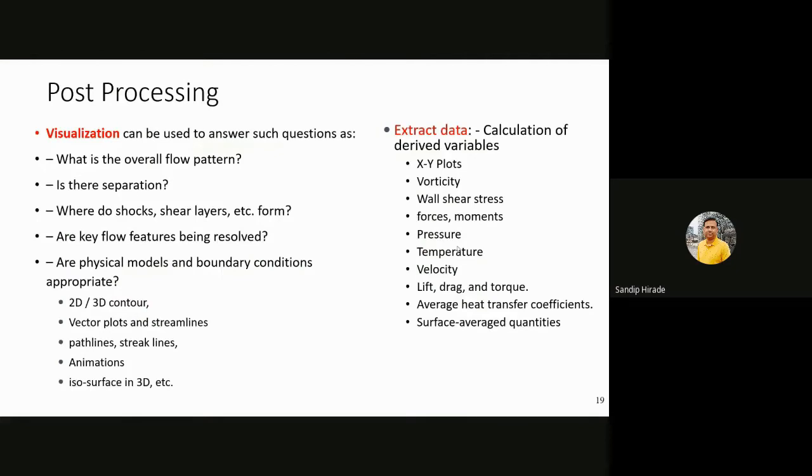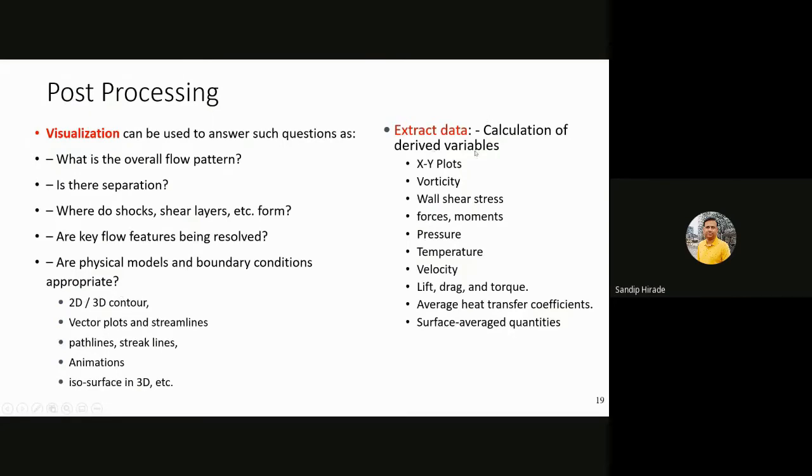Once you have a solution, then you go for post processing, where you visualize all the data. So from that you see whether your overall flow pattern is correct, is there any separation, then what are the flow features that we intended to resolve, and all this can be seen through vector plot, streamline plots, then animation, 2D and 3D contour, and then this is just a visual graphical representation of the data.